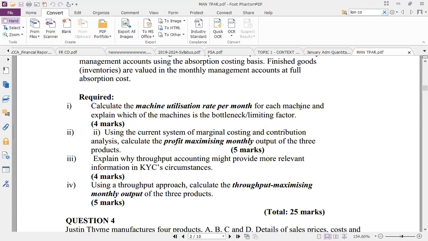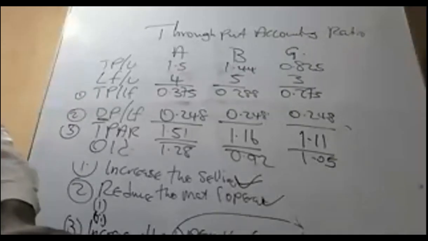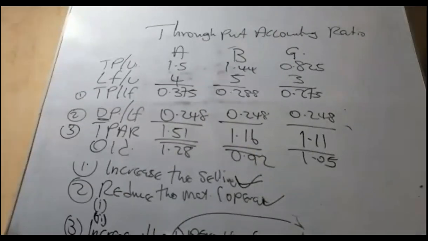Then they're saying that using the current marginal costing and contribution analysis, calculate the profit maximizing monthly output. This one is a limiting factor. They combine two topics together. Here, when I say using the contribution approach or the marginal cost system, it's basically the same step, but the underlying assumption is you are going to focus on contribution, not throughput. So the same step.